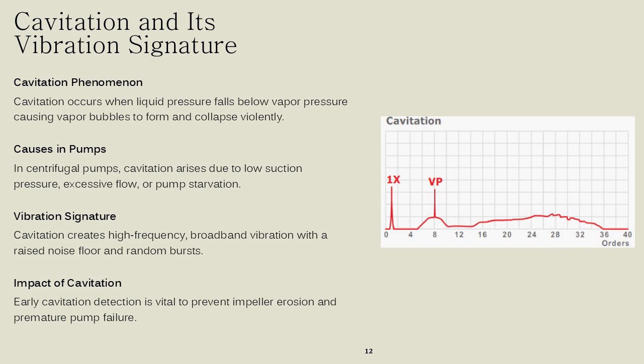This broadband energy results from the random, high-energy impacts generated by collapsing vapor bubbles. In the time waveform, cavitation often appears as random bursts of high-frequency energy and is sometimes audibly described as sounding like gravel passing through the pump. While blade pass frequency may still be present, it is often superimposed on this elevated noise floor. Recognizing cavitation early is critical, as prolonged operation under cavitating conditions can cause severe impeller erosion and premature failure. Example spectrum and waveform illustrating cavitation with a raised noise floor and random high-frequency energy bursts.